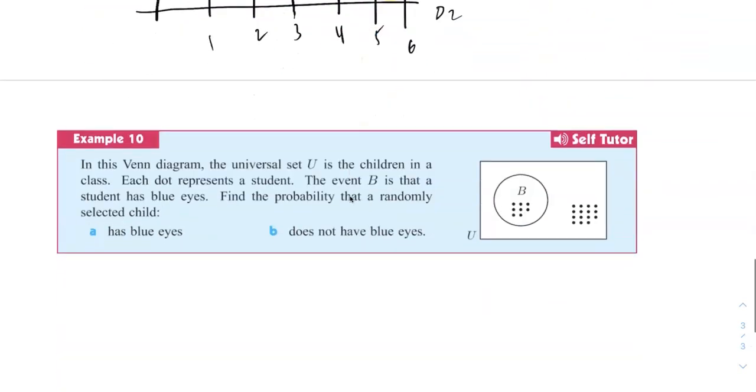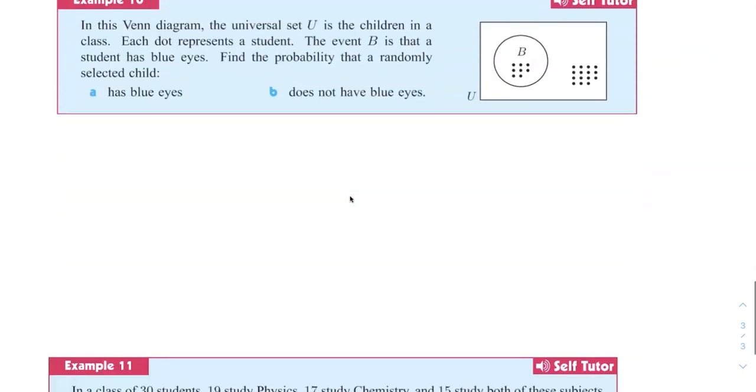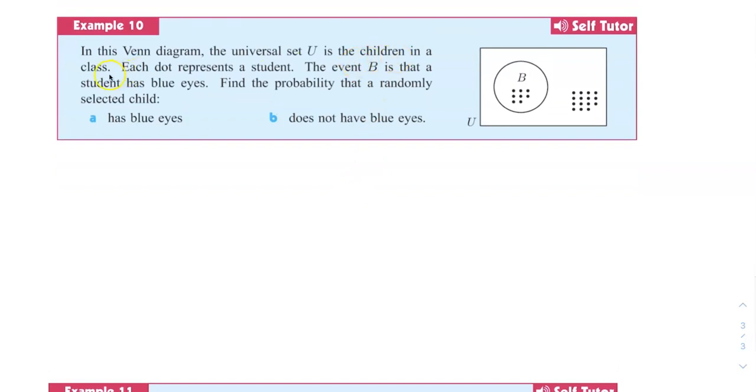Next one. In a Venn diagram, the universal set is the children in a class. Each dot represents a student. So here we go. So these are all students in the class. The event B is that the student has blue eyes. It's a lot of blue eyes. Find the probability that a randomly selected child has blue eyes, doesn't have blue eyes. So first we gotta find the total.